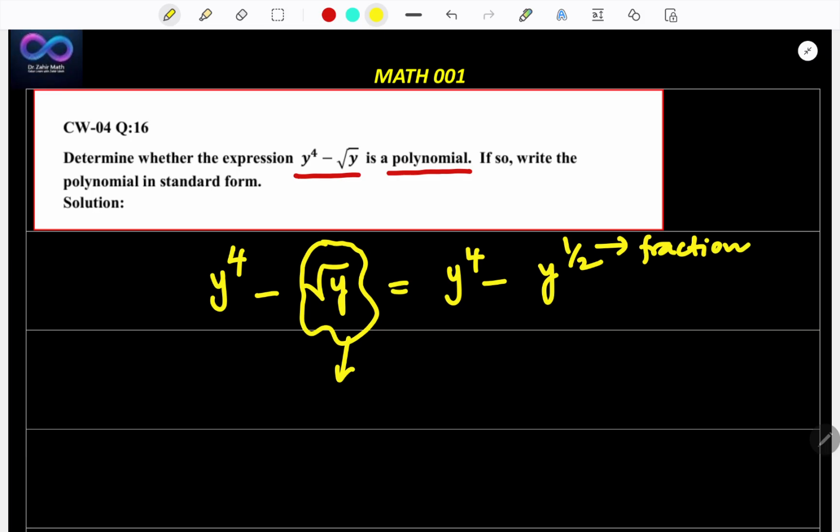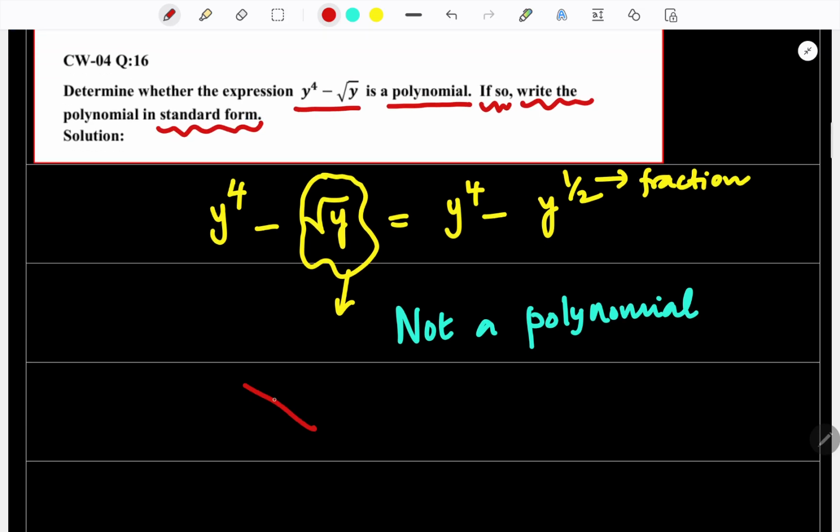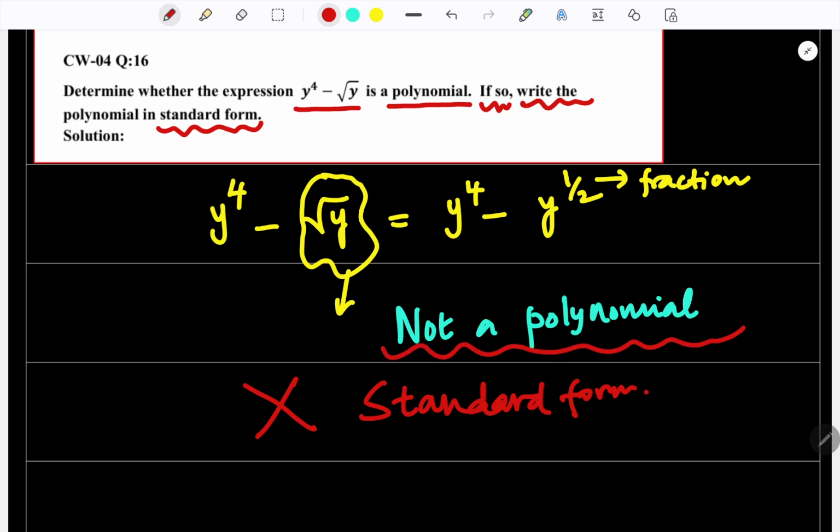If it is a root, if it is negative, all I'm talking about is powers, then it is not a polynomial. Clear, everybody? It is not a polynomial, right? Now the question is what? If it is a polynomial, write the polynomial in standard form. It is not a polynomial, so no need to write standard form. No need. So just write it's not a polynomial. That is enough. Clear, all of you? Right? Yes. So now you got the idea of polynomial, everybody? Right.